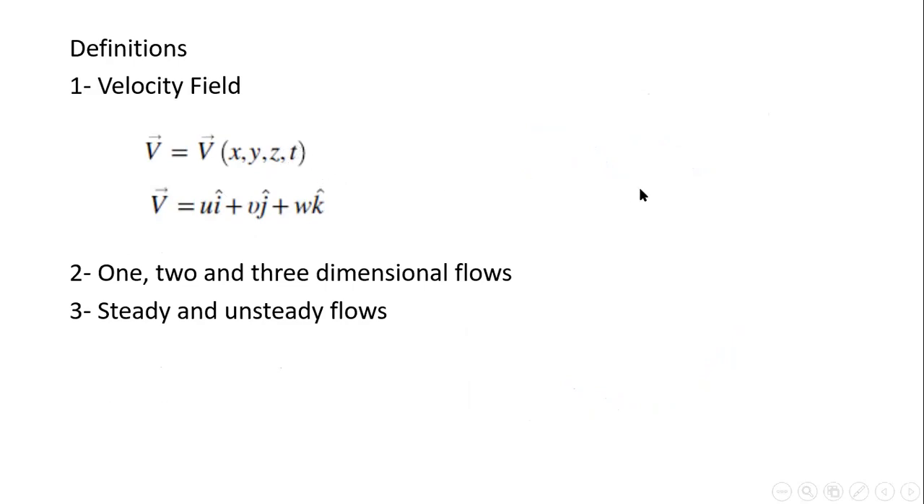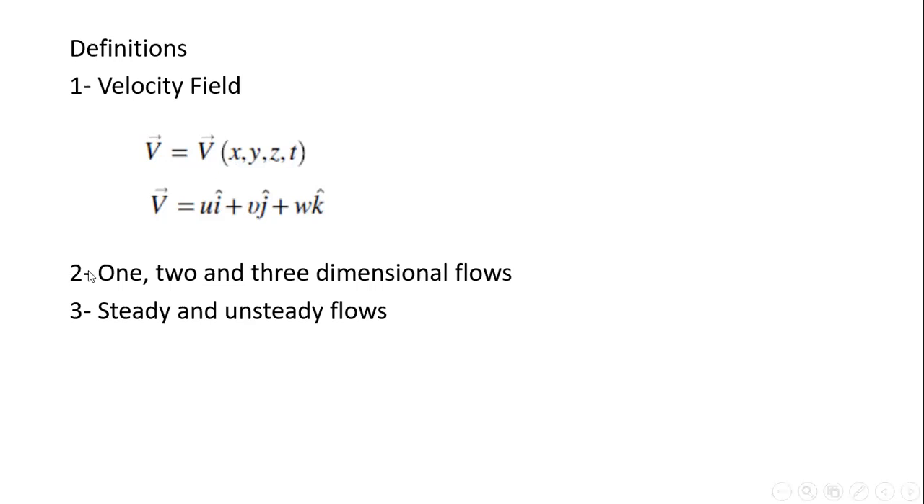Okay. There are some variations of this relation. The first one is what is meant by one-dimensional flow, two-dimensional flow, three-dimensional flow. When I say one-dimensional flow, this means that the velocity vector is a function of only one of the space coordinates. Function of x only, a function of y only, a function of z only.